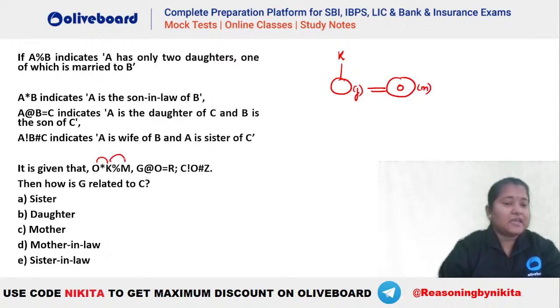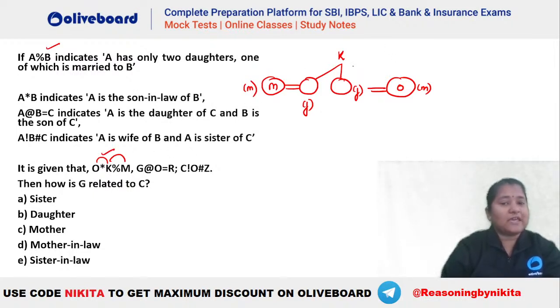Something like this. K percentage M percentage means what? A has only two daughters. That means K has only two daughters. Okay. So there is one more daughter here. K has only two daughters, one of which is married to B. That means one of them has to be married to M. Now here you can see this daughter is married to O. That means this daughter must be the one who is married to your M here, who is a male person. ठीक है, इस तरह का कुछ relation बना using the first one.